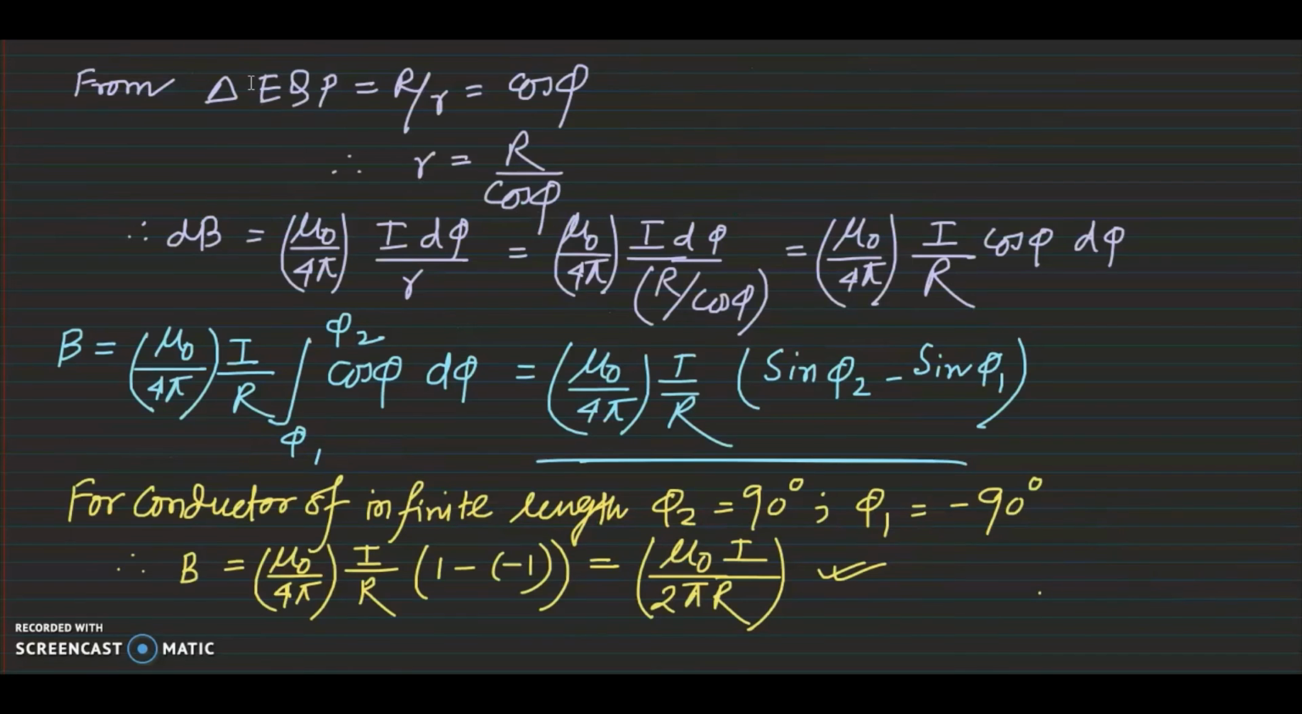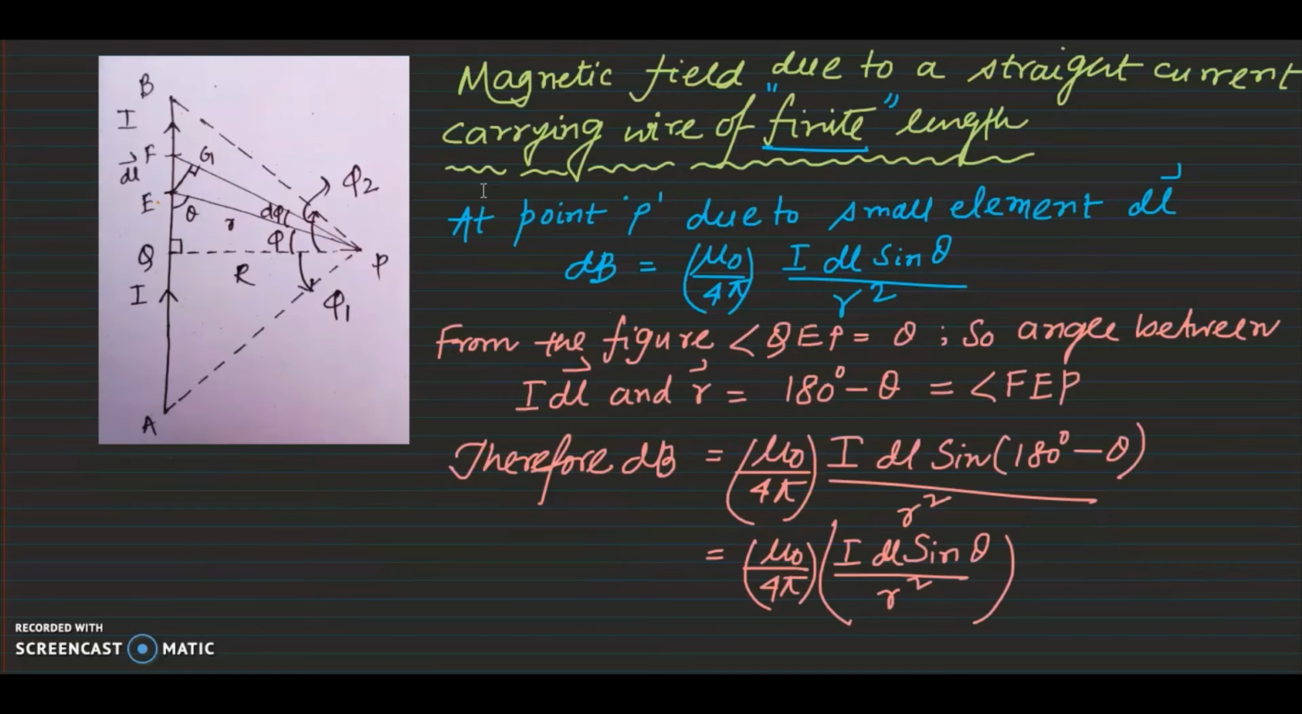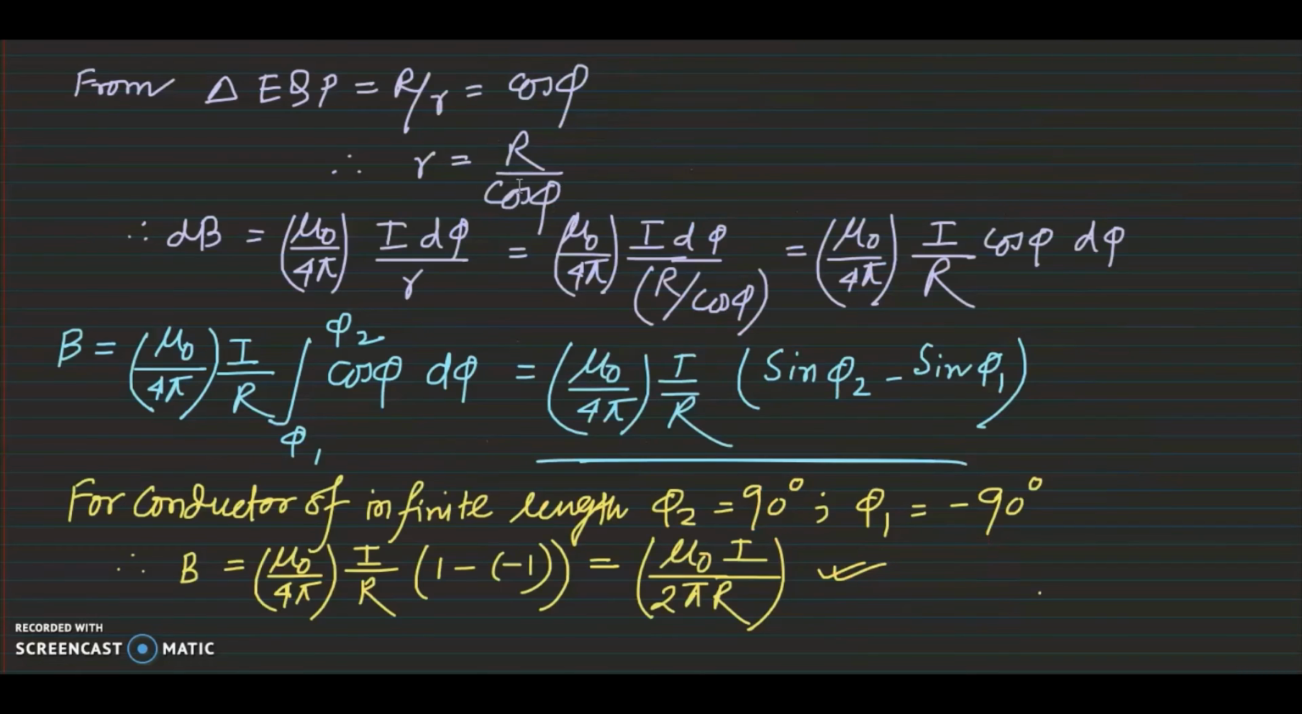Now from triangle EQP, you can see from the figure that this angle is theta, so it becomes R by r is equal to cos theta. So we can write that r is equal to capital R by cosine theta. So dB becomes mu 0 by 4 pi I d phi by r. If I put the value of small r as capital R divided by cosine theta, it becomes mu 0 by 4 pi I by R times cos phi d phi.